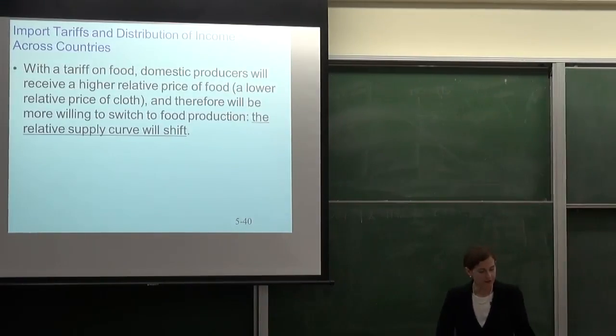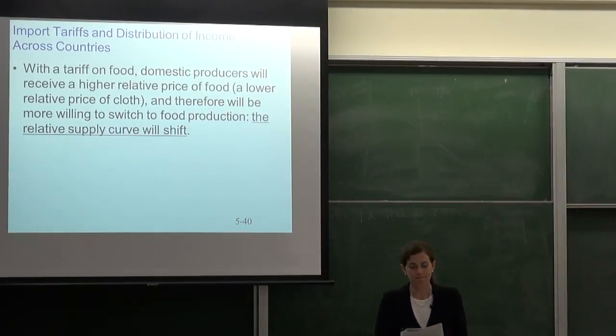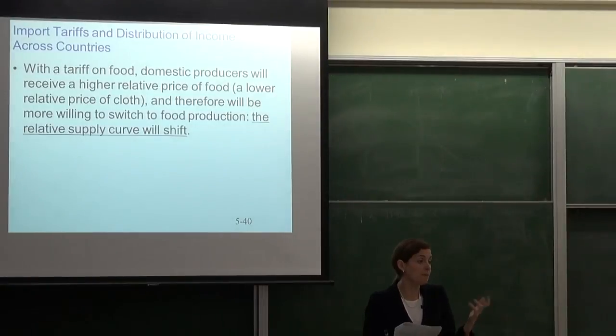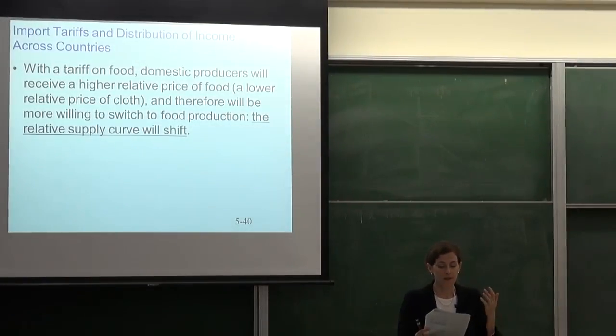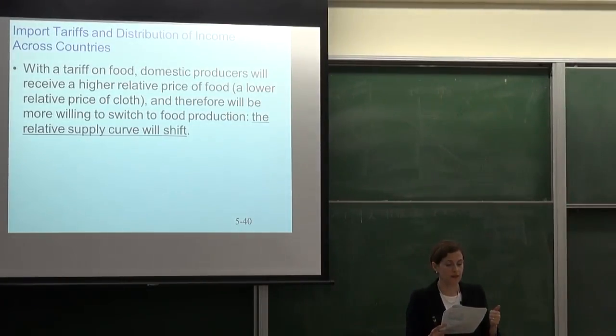Okay, well, with a tariff on food or rice, domestic Japanese producers can get a higher relative price of rice or food. And that means a lower relative price of silk or cloth. And that means producers will be more willing to shift into food or rice production. If Japan is big, a big economy, and it may well be, that will shift the relative supply curve. Do you know which way it will shift the relative supply curve?